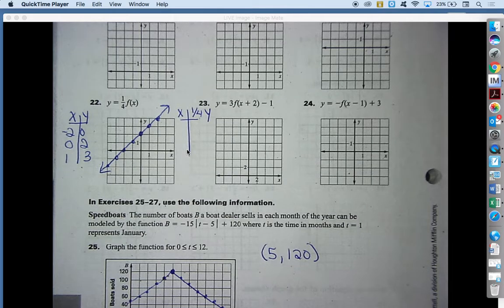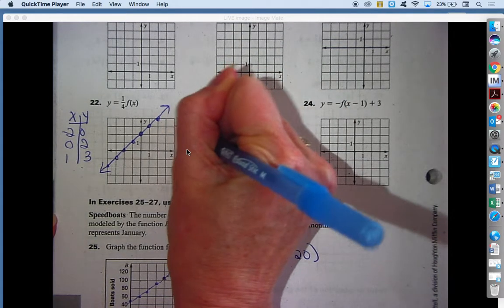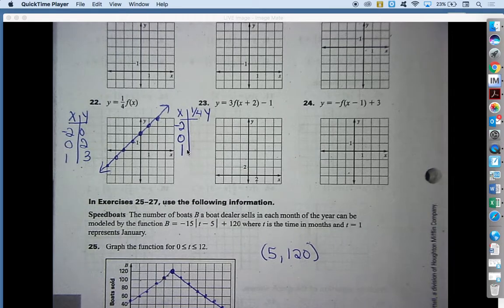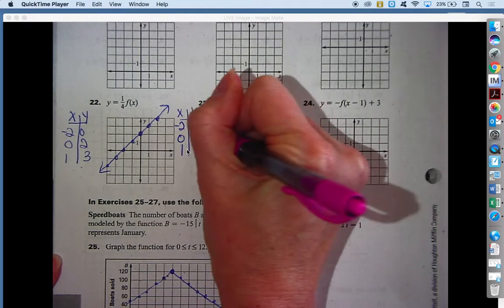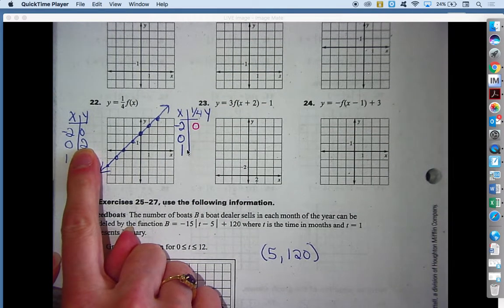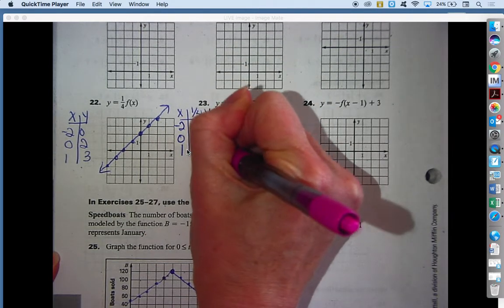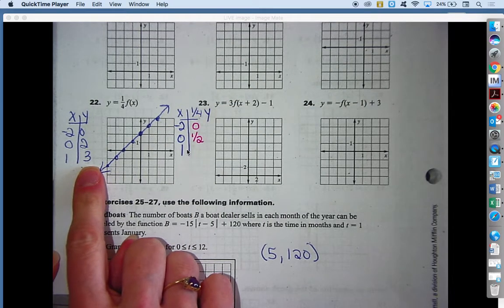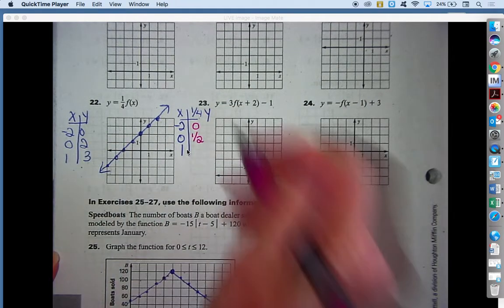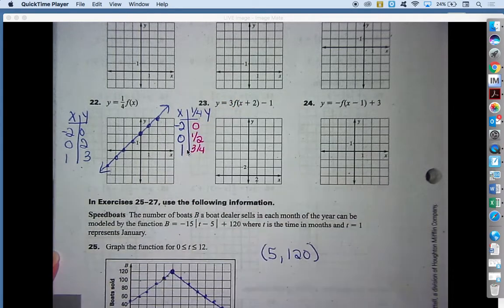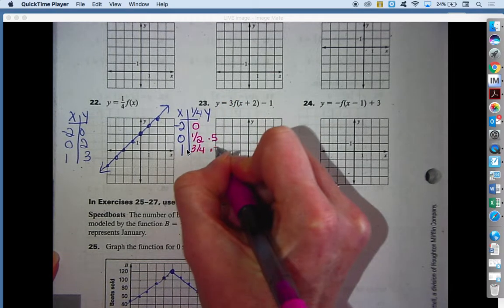So x doesn't change because there's only an x inside the parentheses. The 1/4 is on the outside. So my x values are going to stay at negative 2, 0, and 1. My y values I'm now multiplying by 1/4. So 0 times a fourth stays at 0. I have 2 times a fourth. What's 2 times a fourth? Aaron? 1/2 or 0.5. 3 times a fourth is, Aaron? 3/4, or 0.75. So this is 0.5, this is 0.75.